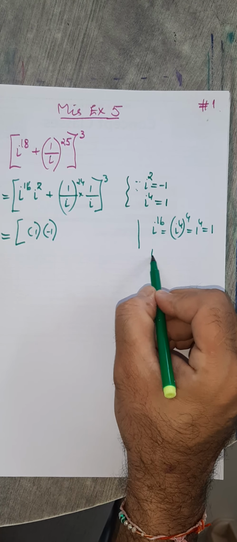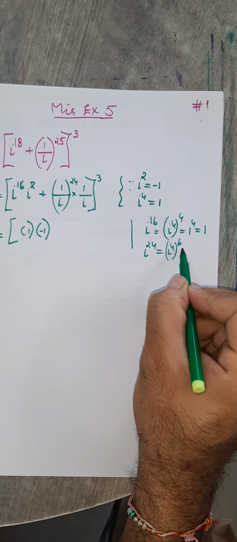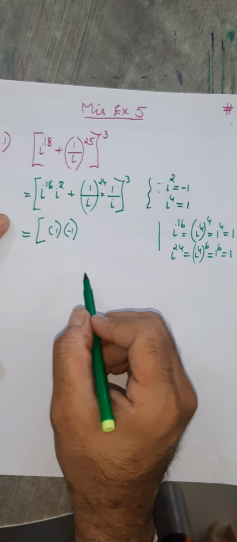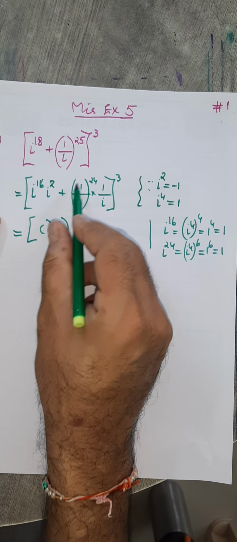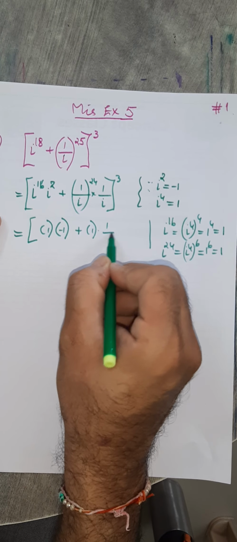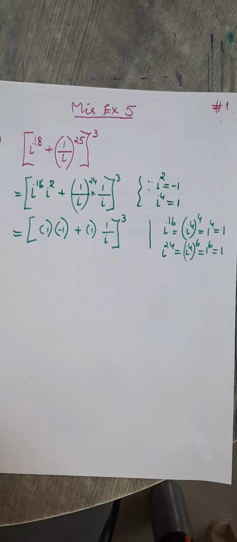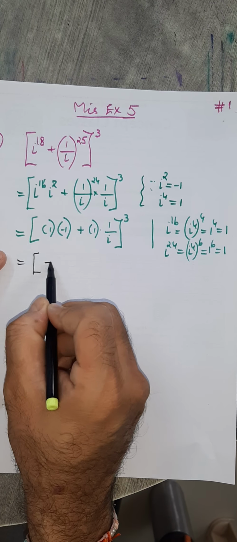What about this? Iota raised to 24, that is iota raised to 4, the whole raised to 6. That is 1 raised to 6. So that is again 1. So here this is minus 1. This is just 1 into 1 upon iota, the whole cube. Now at this place, here this is minus 1.